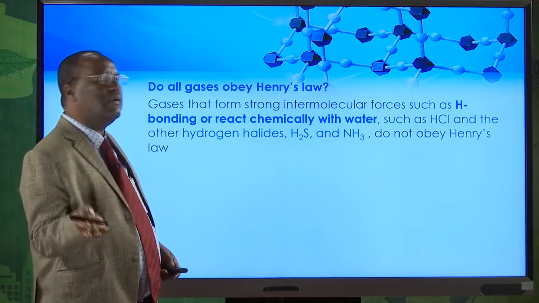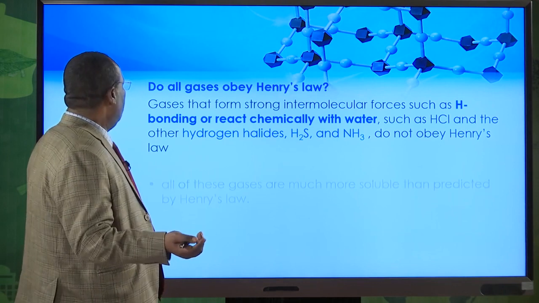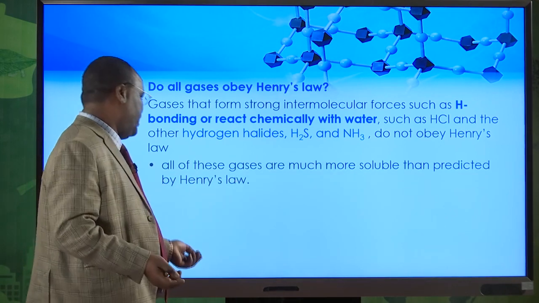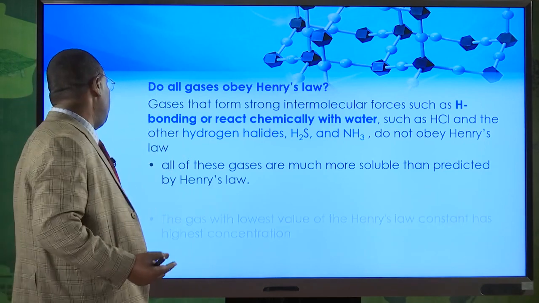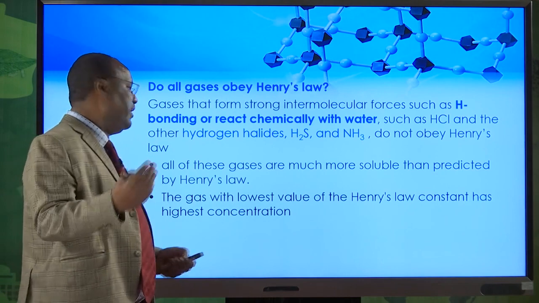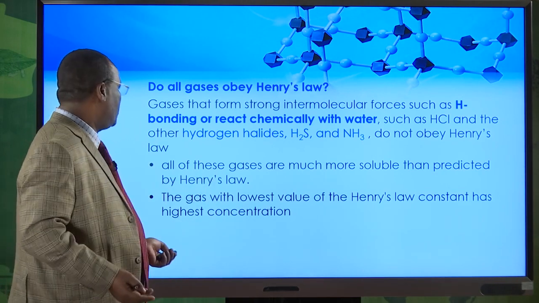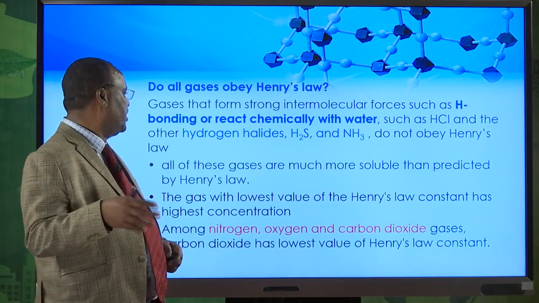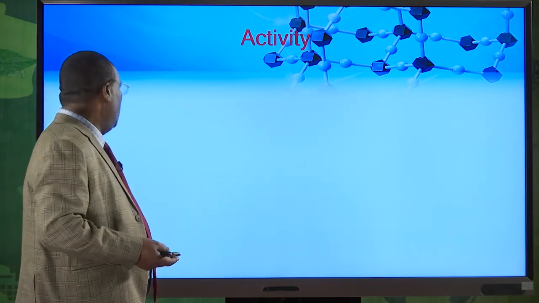So increasing or decreasing pressure may not affect the solubility. All these gases are much more soluble than predicted by Henry's law because there is a strong intermolecular force of attraction between the water solvent and these molecules. The gas with the lowest value of Henry's law constant has the highest concentration. Among nitrogen, oxygen, and carbon dioxide, carbon dioxide has the lowest value of Henry's law constant.